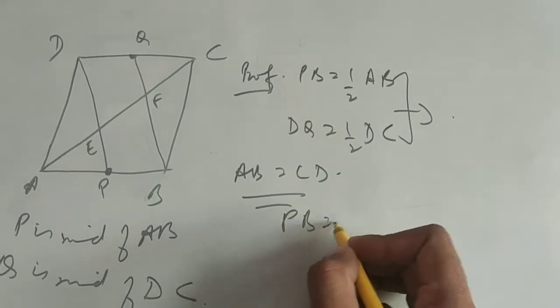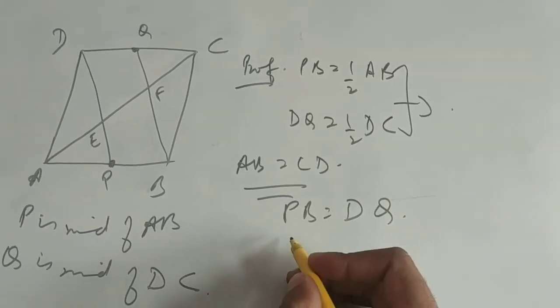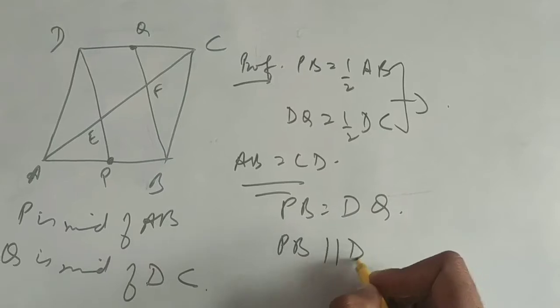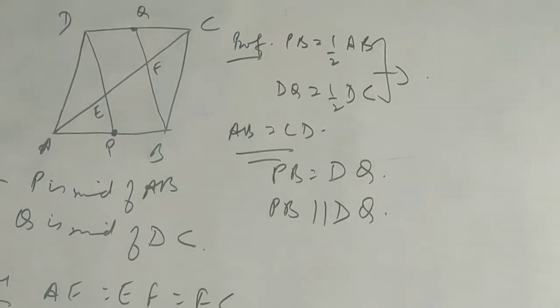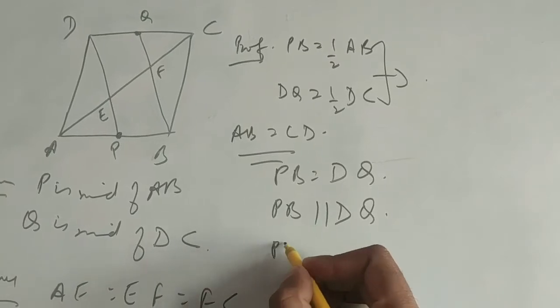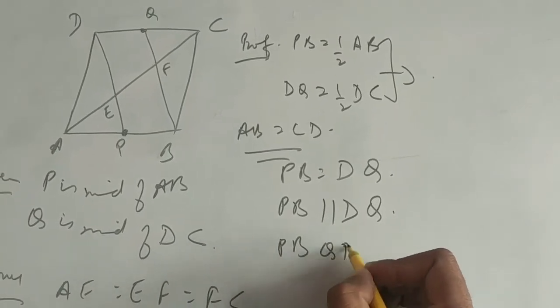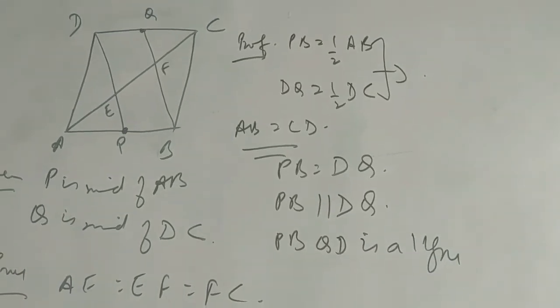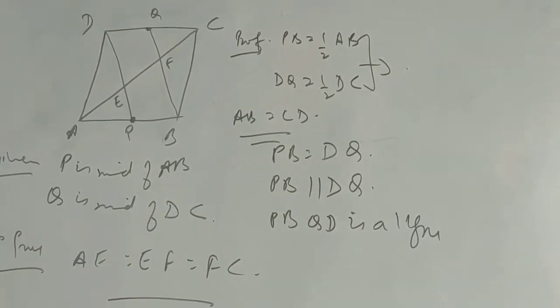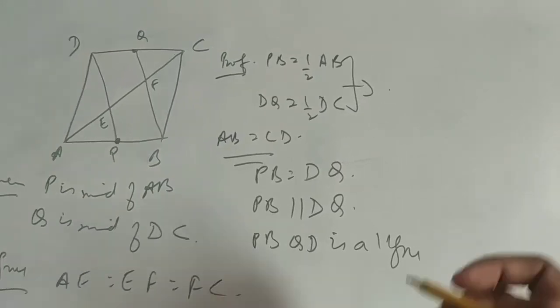So therefore PB is equal to DQ, and we also know that PB is parallel to DQ. We know this because AB was parallel to CD. So therefore we can clearly see PBQD is a parallelogram.